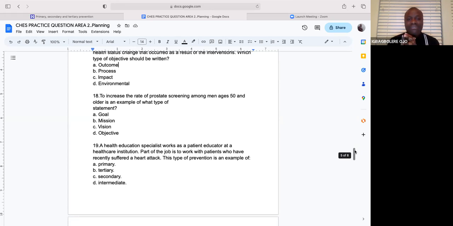It is not a vision statement, all right? Goals and objectives are not really statements. Again, the simple answer is still going to be mission. It is a mission statement. What are we doing right now? What is this intervention all about right now? It is about the reduction of prostate screening among men age 50.